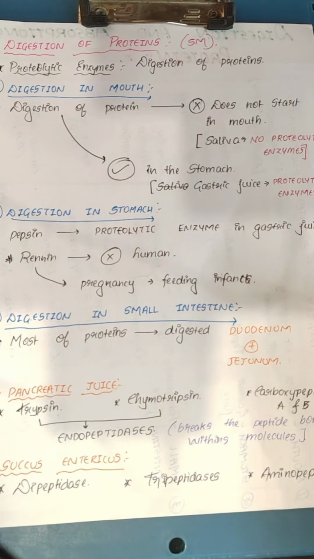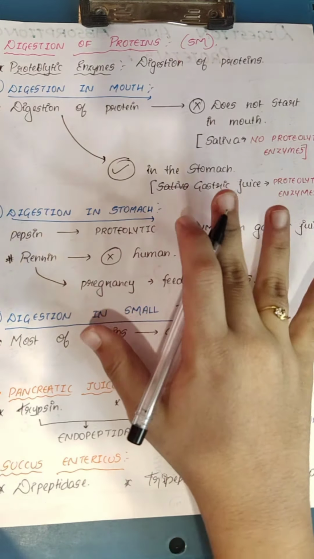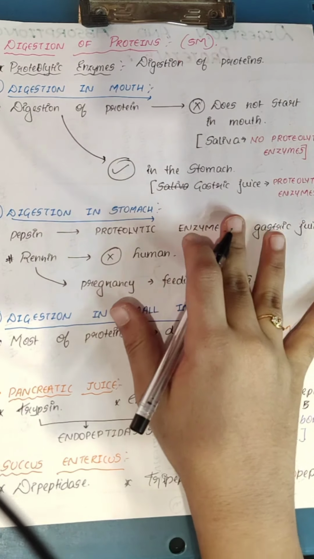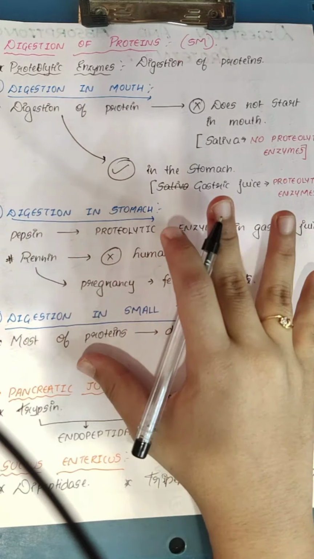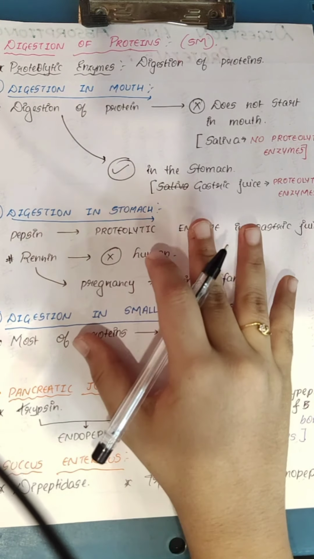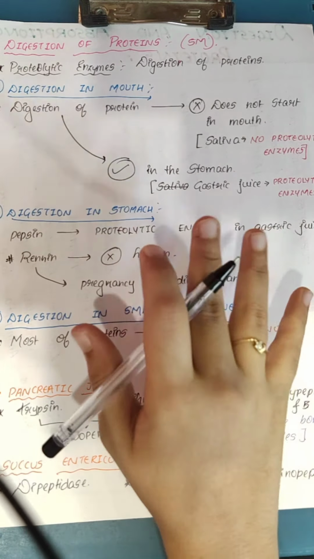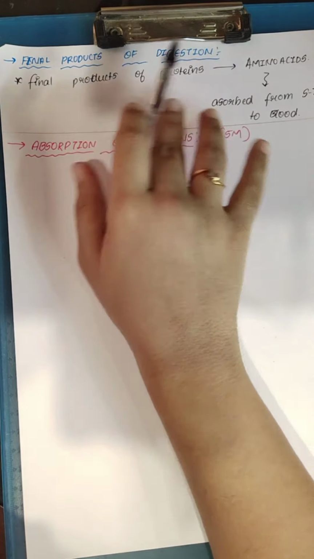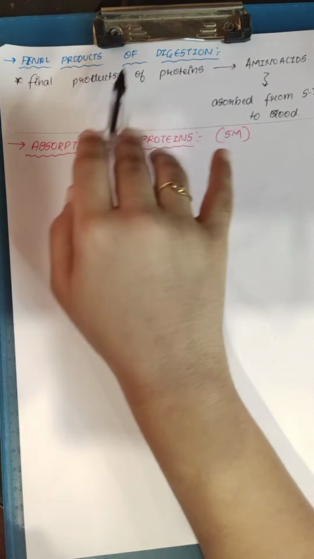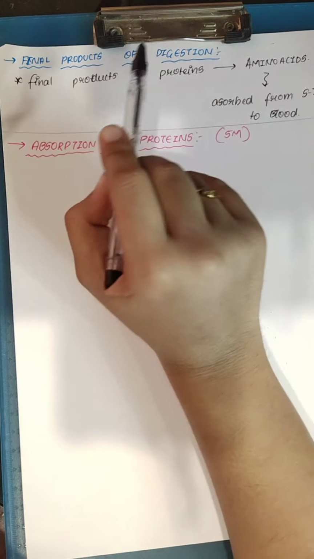So this is about the digestion of proteins, which is usually asked as a sub question in the 5 marks section. Further, moving on to the final products of protein digestion. The final products of protein digestion are amino acids, which are absorbed into the blood from the small intestine. Further, moving on to absorption of proteins.